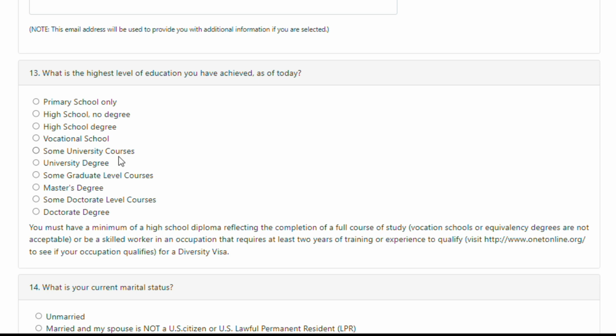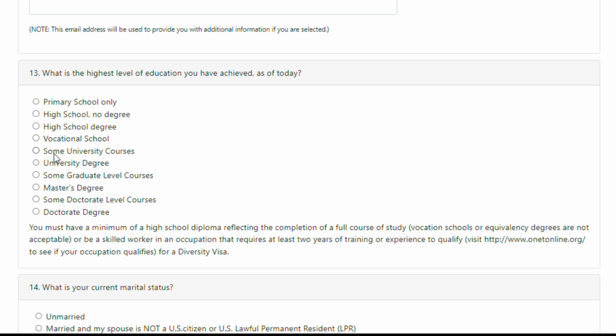Some university courses simply means you have started your university education and you're in the process, you have not yet completed. You select some university courses. Number two, if you went to any other education after high school that is lower than a university undergraduate degree, you as well select some university courses.